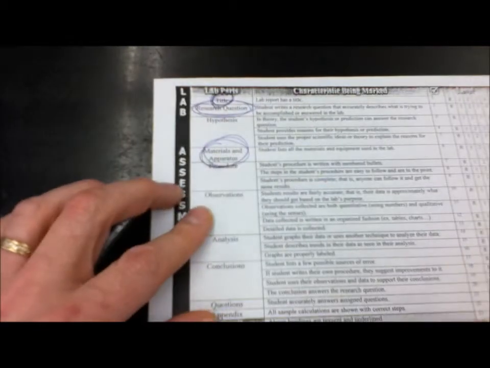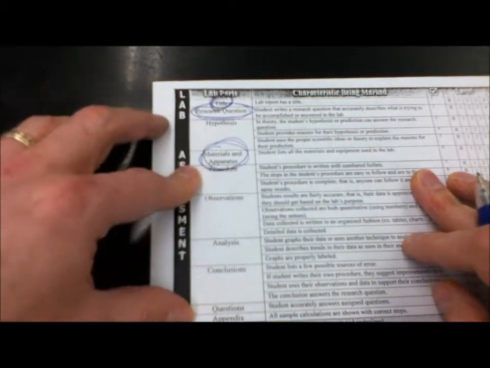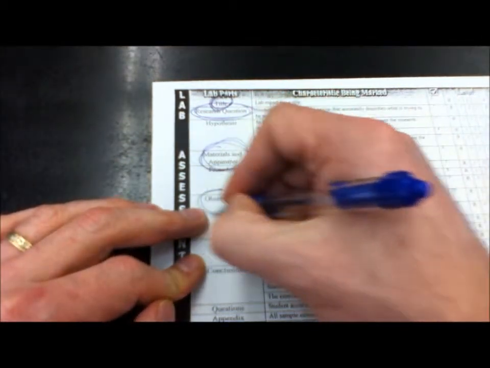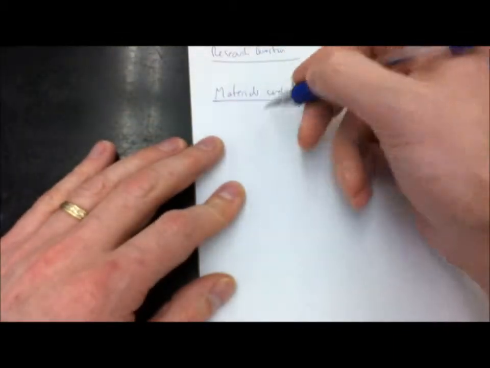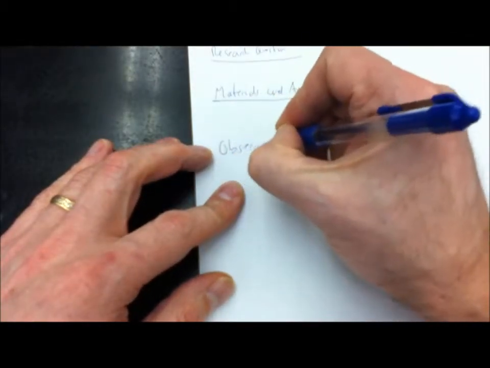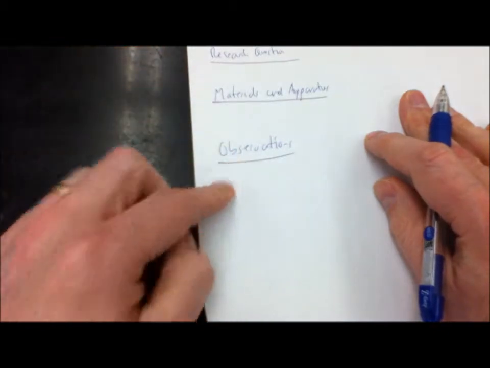The next thing that you will need is observations. You won't need a procedure. You won't need a hypothesis. I didn't circle those, so we're not going to include them in our lab report. You will need an observations section. After you've listed things under the materials and apparatus heading, you're going to write observations. Notice that all your headings are to the left and they're underlined.